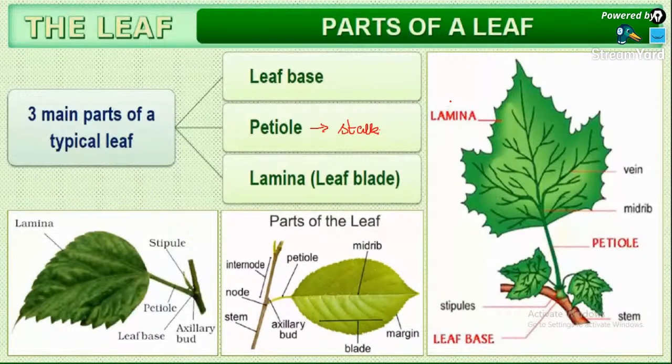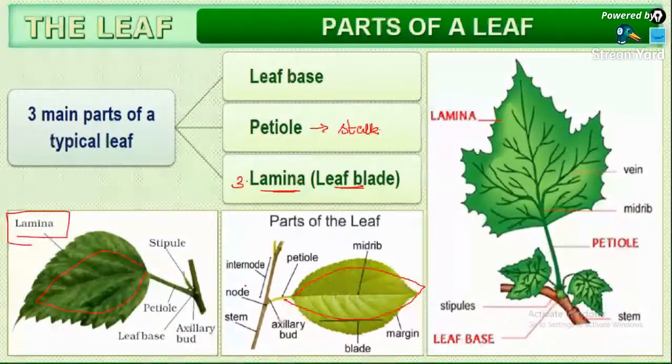Third portion was the lamina or the leaf blade. That is the long, flattened green portion of the leaf. You will call it the lamina or leaf blade. This diagram clearly depicts the lamina, the flattened green portion, the entire thing is the lamina.